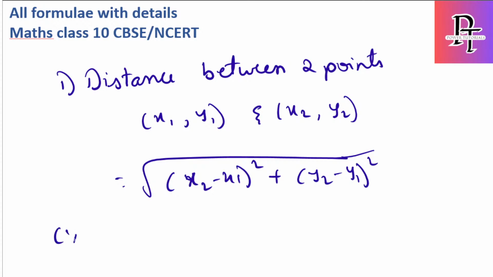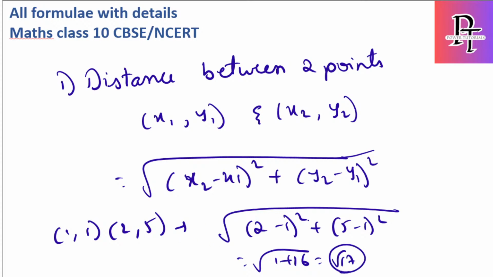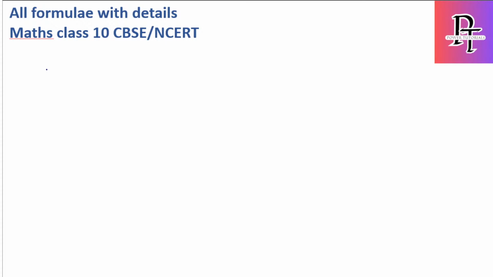So if I say I have points 1 comma 1 and 2 comma 5, then the distance between them is root of (2 minus 1) whole square plus (5 minus 1) whole square, which is 1 plus 4 square, that is 16. So root of 16 is the distance between these 2 points. Okay. Next we have the second formula from this chapter, which is if a point is dividing a line in ratio m is to n, or else, okay, I'll write the statement as well.